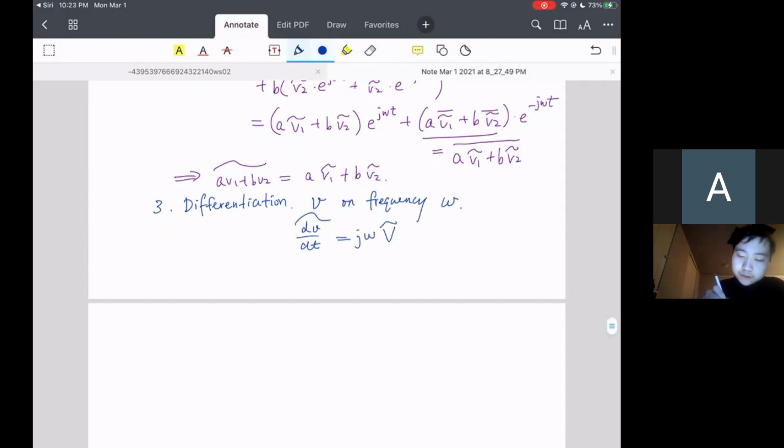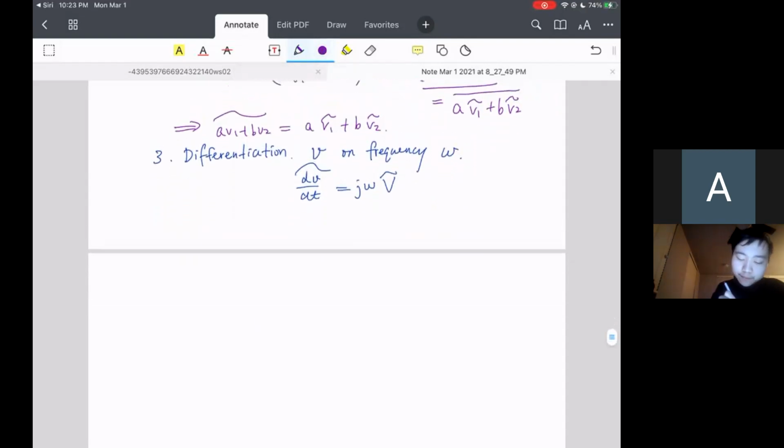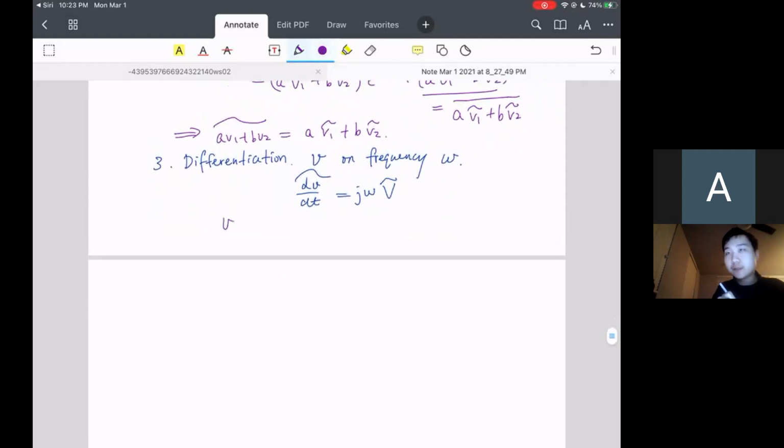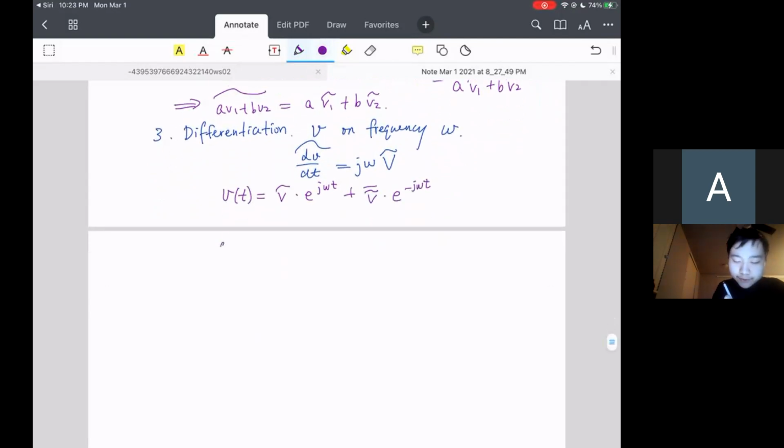So to see that this is true, we just write out V in terms of V tilde. So V of t is equal to V tilde times e to j omega t plus the conjugate of V tilde times e to the negative j omega t. So if we take the derivative dV dt over time, this is V tilde. V tilde is defined as V0 times e to j phi. So that's a constant that has nothing to do with the time. It's constant, so just leave it.